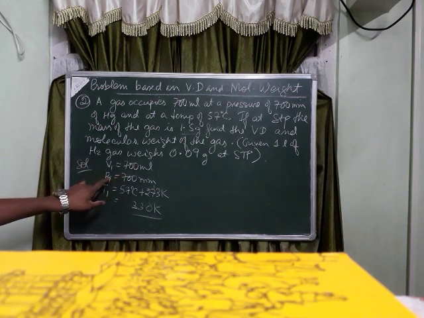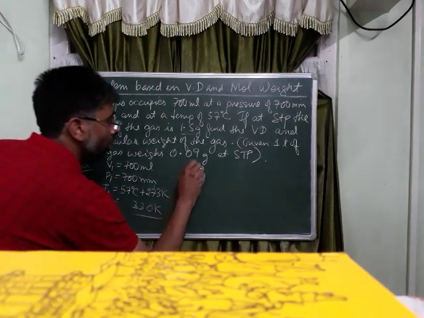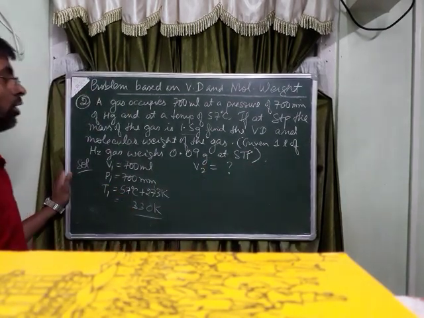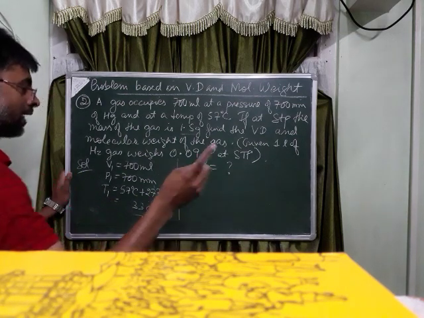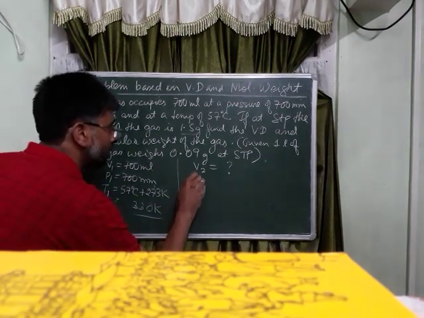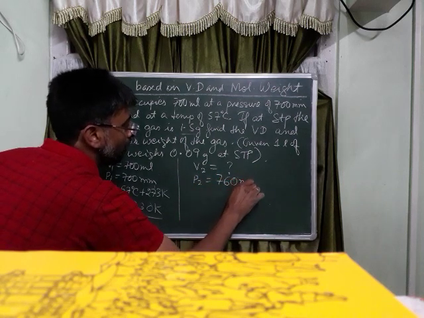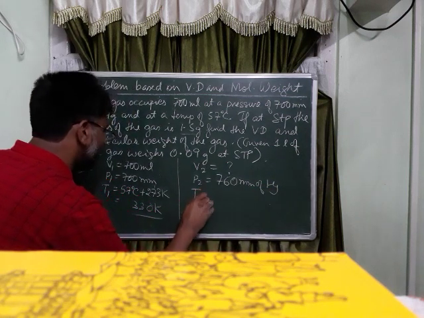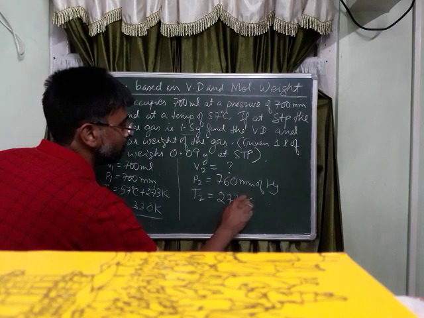V1 is 700, P1 is 700 millimeter and temperature is 330 Kelvin. Now volume 2, the volume at STP, we don't know. So these are the volume, pressure and temperature at STP. Pressure at STP we have to take as 760 millimeter of mercury and temperature at STP will be 273 Kelvin.